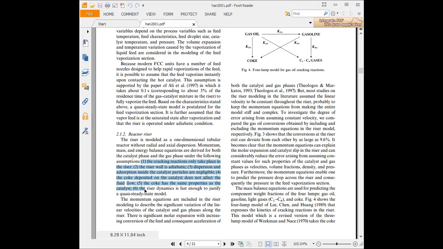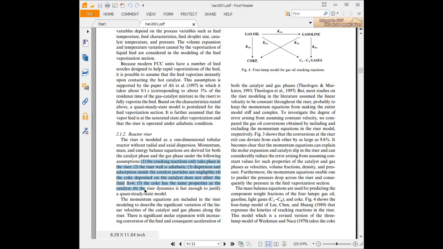Now you may consider that while looking at these assumptions, you can alter your equations. The equations may be related to the heat, mass, and momentum. Okay, these are related to the heat, mass, and momentum. So it is also mentioned that the same properties are used for the catalyst, whatever the input you have. Okay, and it is also mentioned that the coke deposited on the catalyst does not affect the fluid flow.